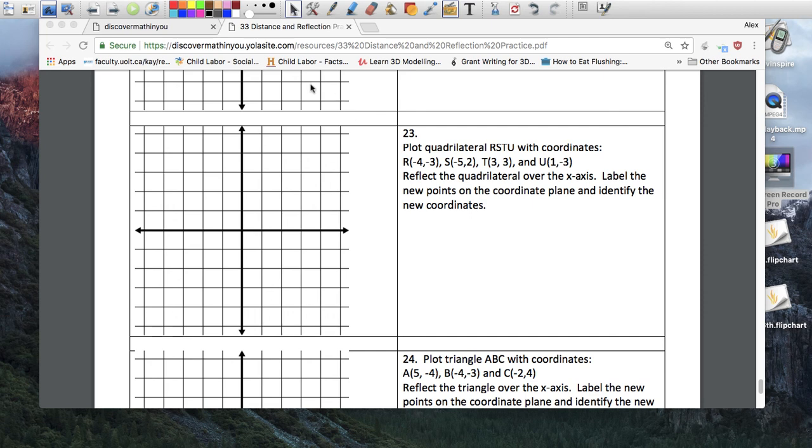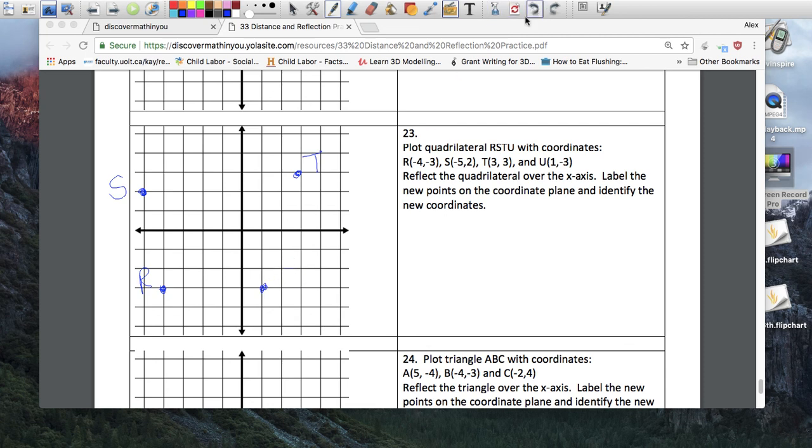23, RSTU, we go, negative 4 and 3. So we're going to reflect this over the x-axis. So where's R? Negative 4 and negative 3, negative 4, negative 3. S is negative 5 and 2, positive 2. T is 3 and 3. And U is 1, negative 3. So here's our 1, negative 3. Here's a quadrilateral.